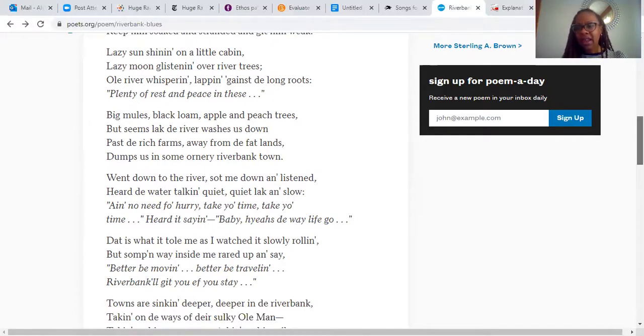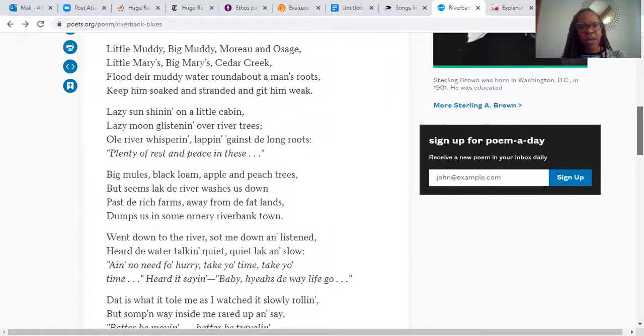But not only that, he also uses the metaphor of mud and muddy to shout out Muddy Waters, the blues singer from Mississippi. He shouts him out several times in the poem when he says, flood their muddy water round about a man's roots, keep them soaked and stranded and get them weak. He means literally muddy waters. He does mean that, but he's also making a nod. There's always a hidden meaning at times at work in African American literature.